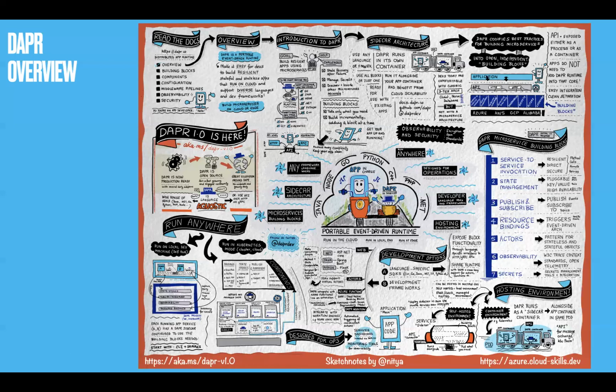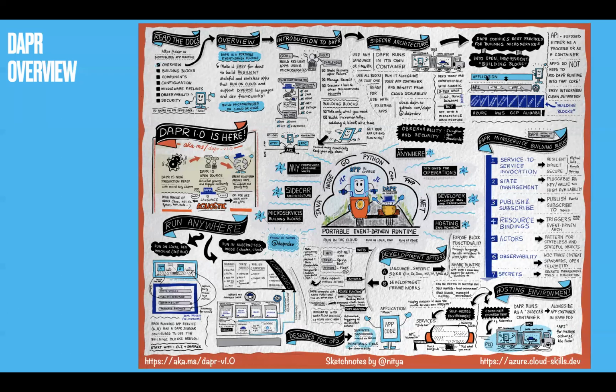Okay, and there are multiple building blocks. What Dapper supports is that Dapper divides everything into building blocks. We can see that there is service to service invocation, which is resilient, direct, and secure. Okay, and it provides REST API calls between services as well as gRPC calls.